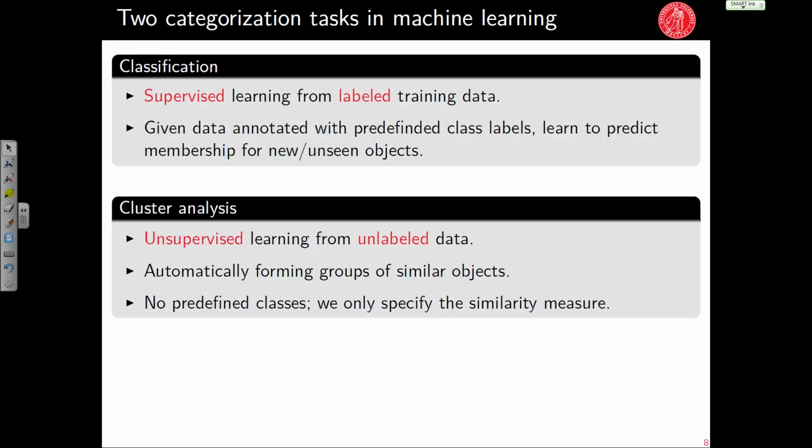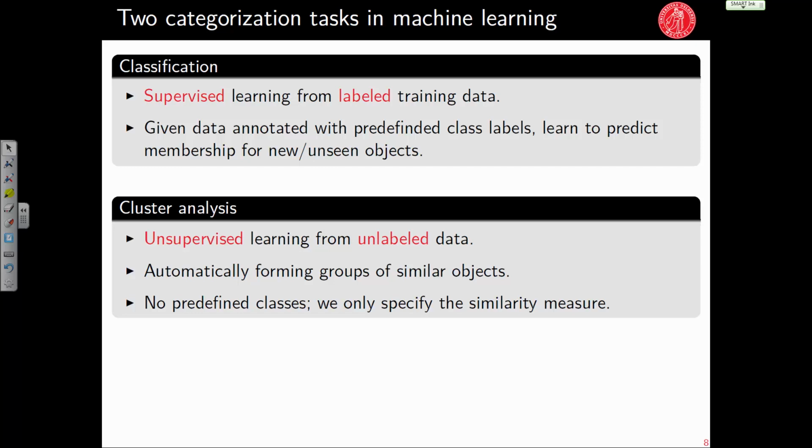From there, we moved into two categorization tasks in machine learning: classification and clustering. In both cases, we were still working within the realm of vector space models. So our representations were based on a vector space representation. And we introduced two algorithms for classification and one for clustering.